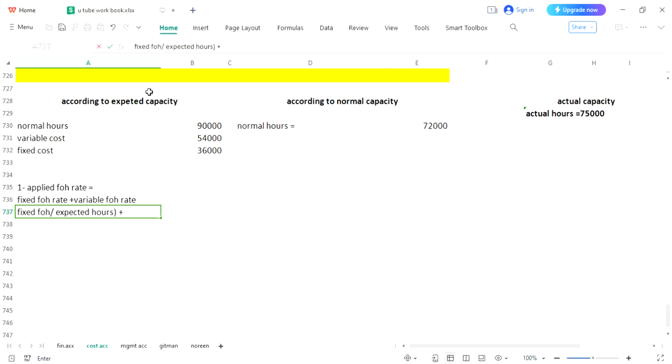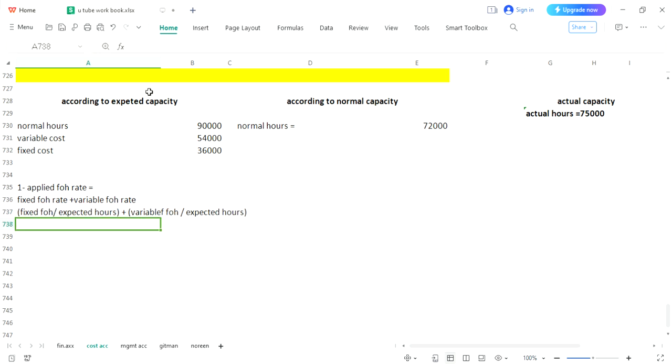Then variable FH rate would be calculated by variable FH divided by expected hours over here. So in this way, two rates would be calculated, fixed FH rate and variable FH rate. Formulas are clarified over here.